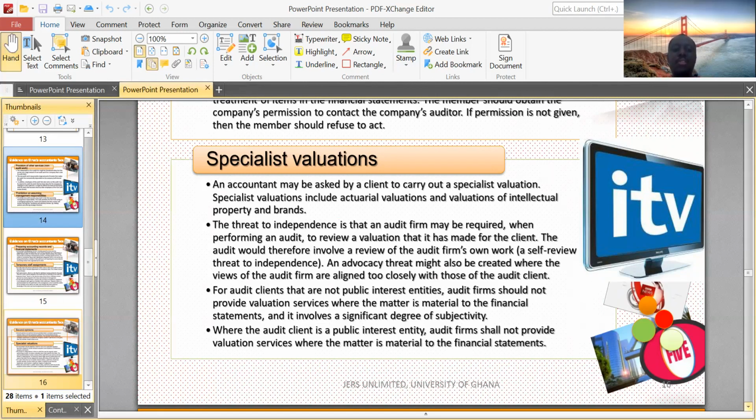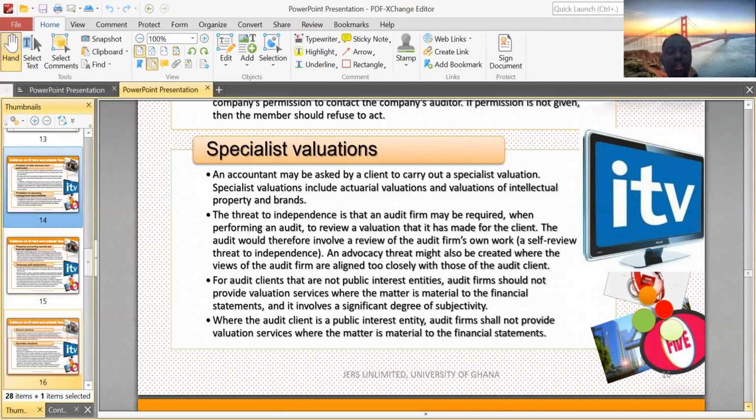So for audit clients that are not public interest entities, audit firms should not provide valuation services where the matter is material to the financial statements. Where the audit client is a public interest entity, audit firms should not provide valuation services where the matter is material to the financial statements. So always remember, specialist valuations, things like actuarial valuations, another example is where you have to value intellectual property. It might create self-review threats and also advocacy threats as well. And so the guidance says if it's a public interest entity, audit firms should not provide valuation services where the matter or amount in question is material to the financial statements. Very key.